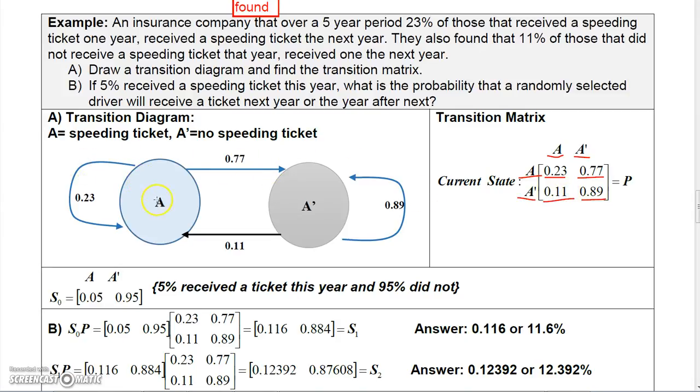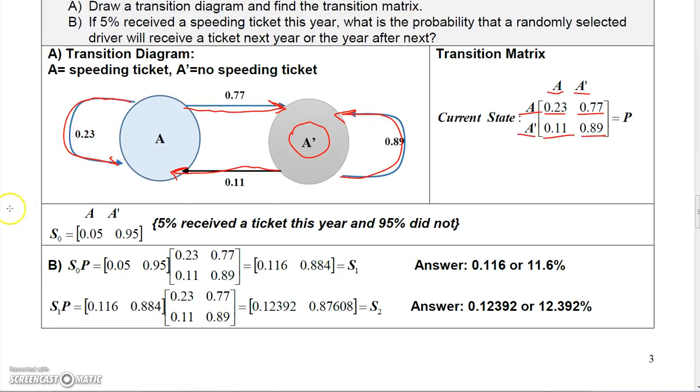Here's the transition diagram, and so this circle represents those that received a speeding ticket, and notice that 23% repeated, which means 77% went to the other state where they did not get a ticket. And of those that did not get a ticket the first year, 11% went to the state where they did get a ticket, and 89% returned to the state where they did not get a ticket.